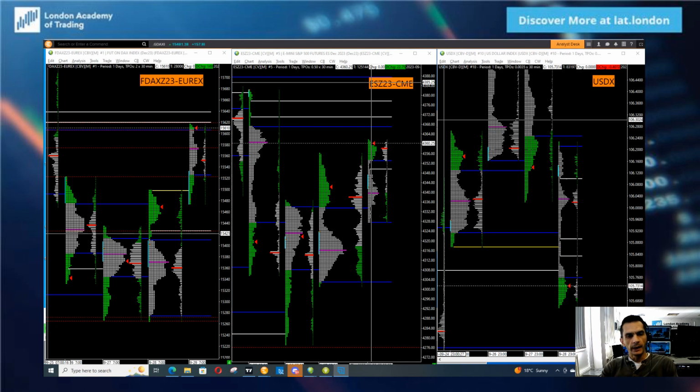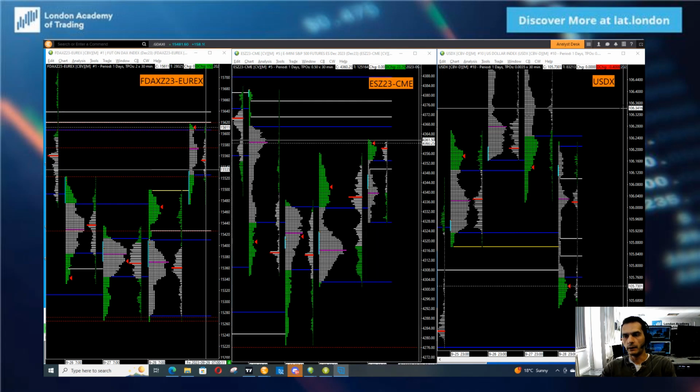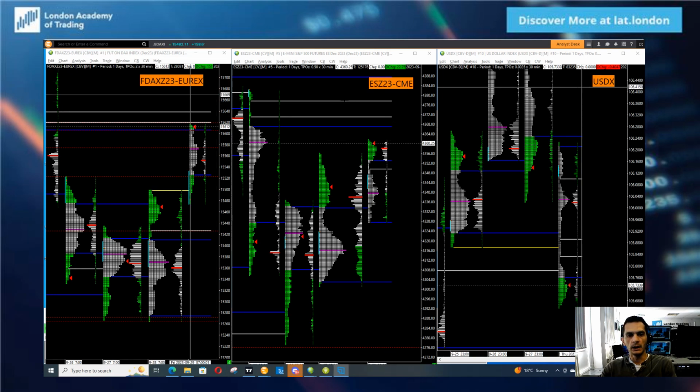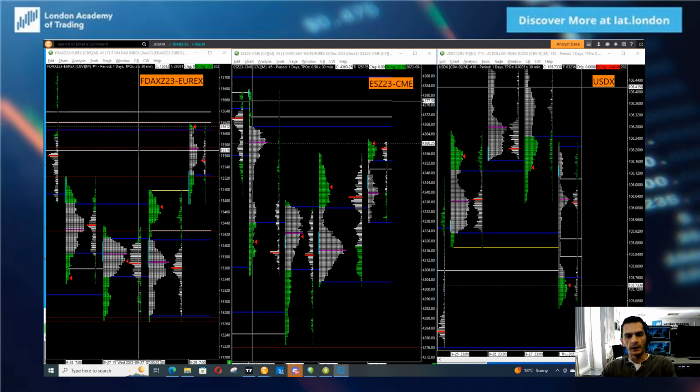What I would like to do today is present you with an example of cross-asset correlation using market profile and volume profile. At the moment on my screen, we have three charts: one for the German DAX, one for the S&P 500, and one for the dollar index. We have different tickers because I'm using a different platform for charting, so it's not normal TradingView tickers. However, the charts are the same and the information we get is the same.